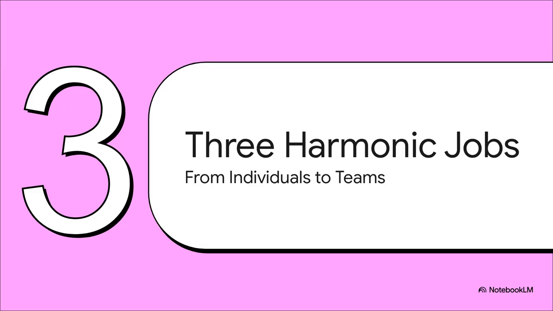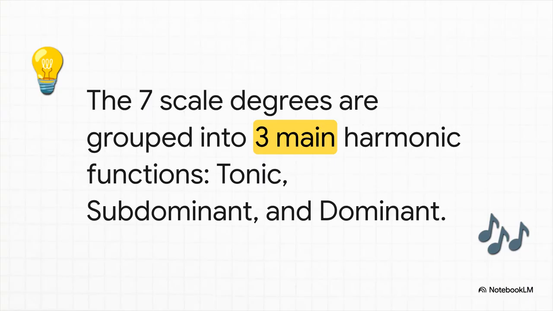Okay, so we've got 7 notes and 7 different technical names. This is usually where things can start to feel a little complicated. But what if I told you that we can organize all 7 of those individual players into just 3 functional teams, and each team has one very specific job to do? This, right here, is the key idea that changes everything. We're about to radically simplify this whole system.